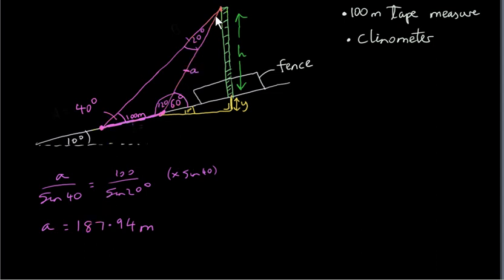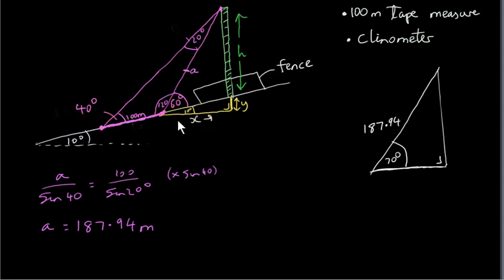Okay, so that's A calculated. Now, if we're looking at this overall right angle triangle, I'll just draw it out here. We have A, which is 187.94. This angle here is 60 plus 10, which is 70. We have enough information in this right angle triangle to find the side adjacent to it, which corresponds to this side here, call it x.